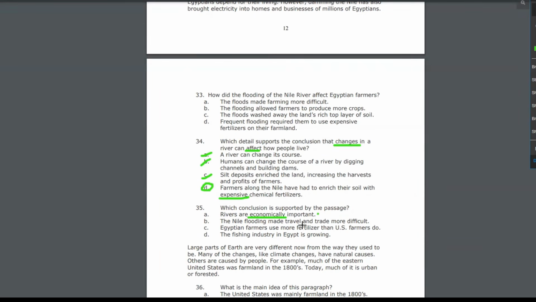The Nile flooding made travel and trade more difficult. Could have, but that wasn't the gist of it. We're talking about farmers and crops. So definitely not the gist of the passage. Egyptian farmers use more fertilizer than US farmers do. They may or they may not, but that wasn't mentioned in the passage. And the fishing industry in Egypt is growing. It probably is, but again, not mentioned in the passage. So that's gone. All right, so A is the answer.